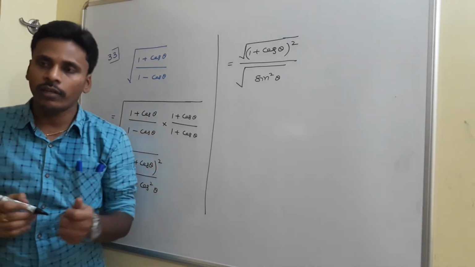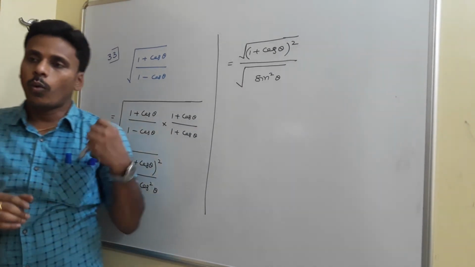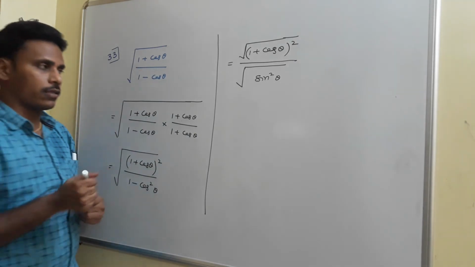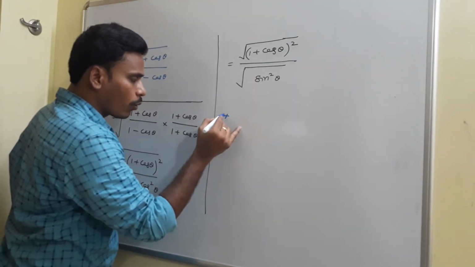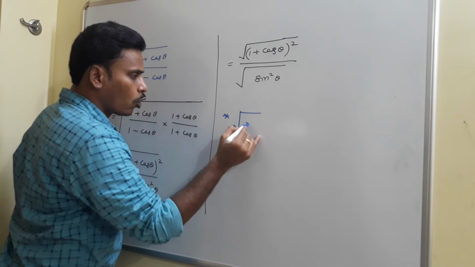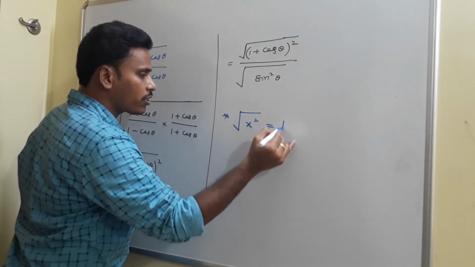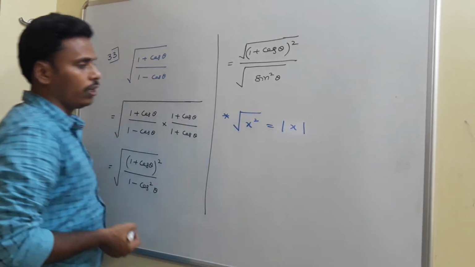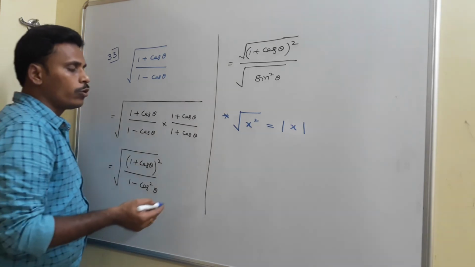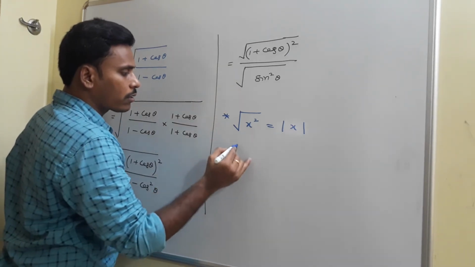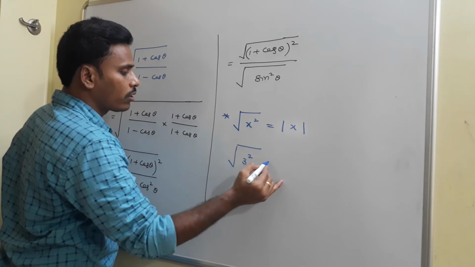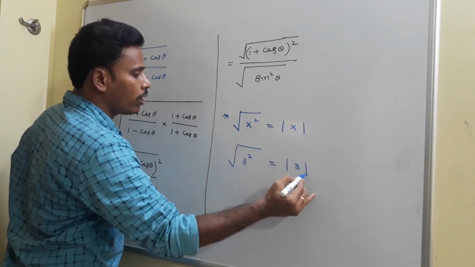Now, just stop here and think a while. What do you say about that root of x square? For that, you need to revise the concept of root. Root of x square is just nothing but modulus of x only. I already told you in some other context. Root of x square is modulus of x. Root 3 square is equal to what? Modulus of 3.